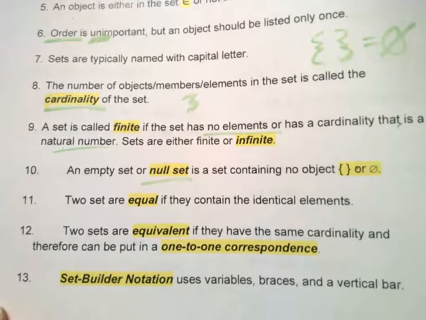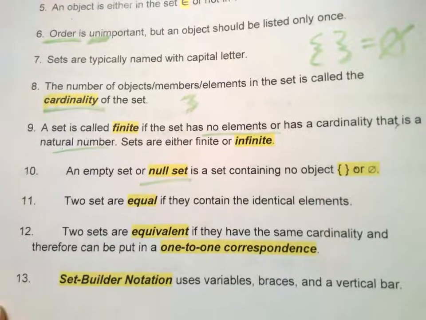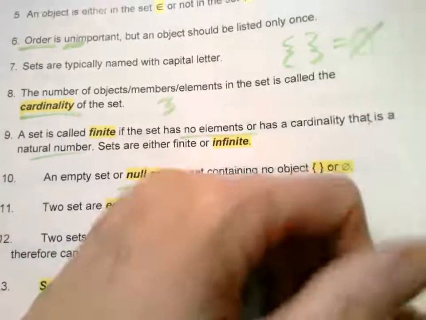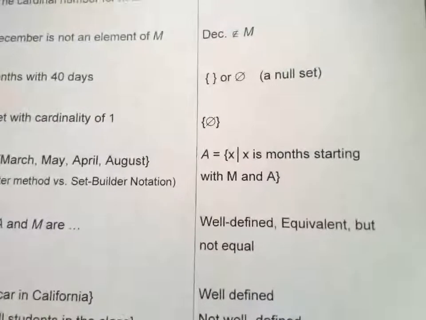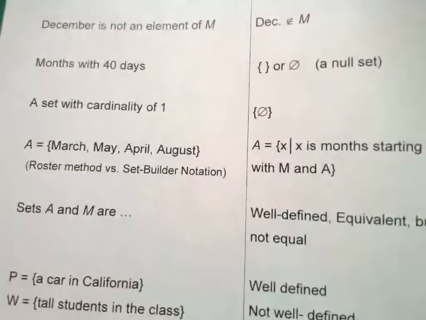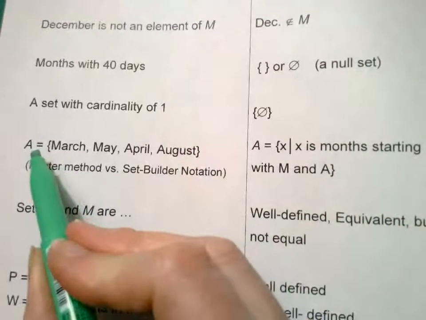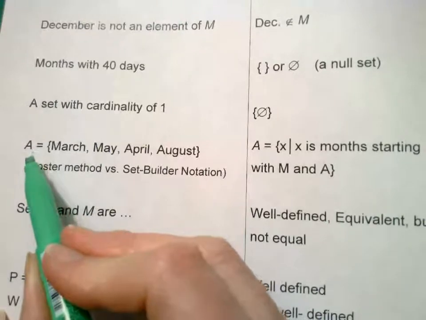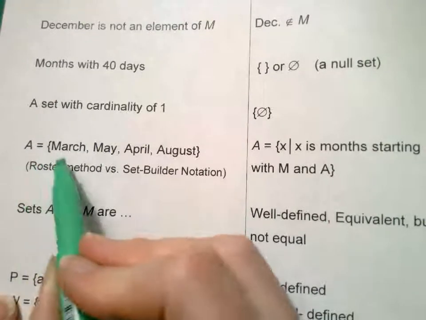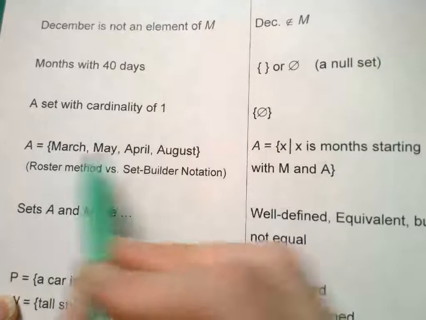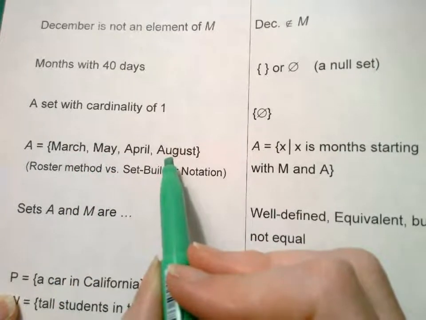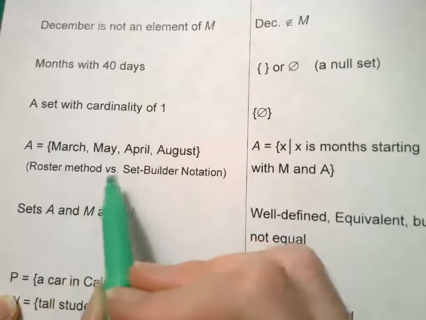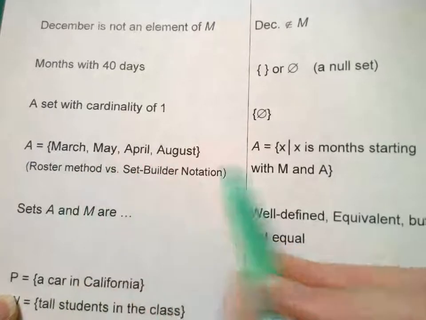That looks a little different. It has brackets and a vertical bar. We're going to look at that on the next page. Here, I have, let's pick something out. This is a roster form of a set with these 4 months in them. And this is in the roster method.